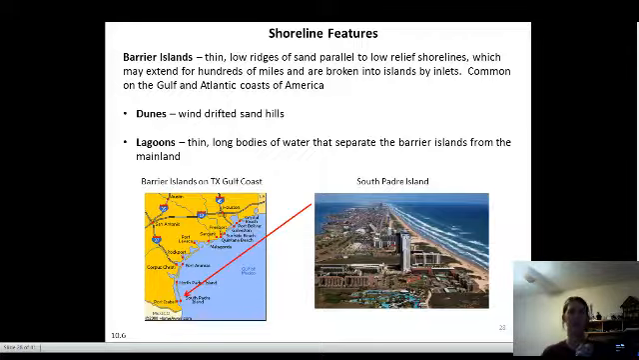You can also get barrier islands. These are thin, low ridges of sand that are parallel to shorelines, and they can extend for hundreds of miles. They're extremely common on the Gulf and Atlantic coast. You get dunes, which are wind-drifted sand hills. They tend to occur on barrier islands or along the beaches of your mainland, and lagoons, which are thin bodies of water that separate the barrier islands from the mainland.